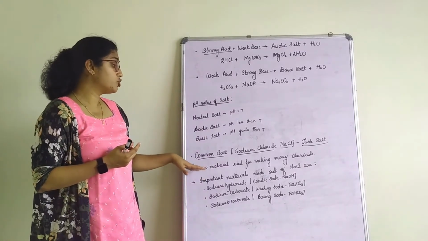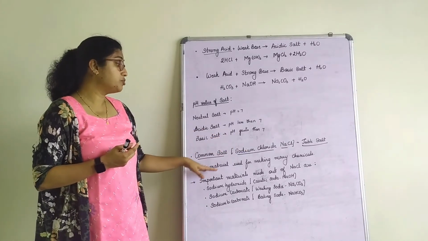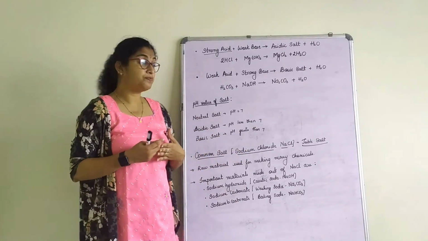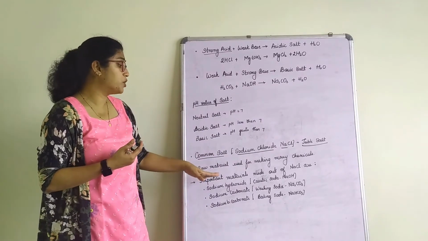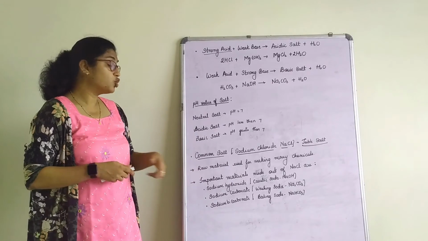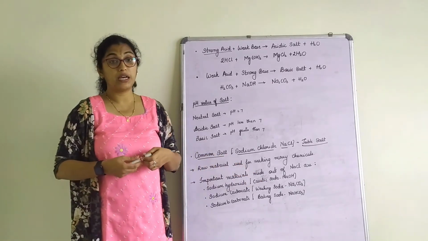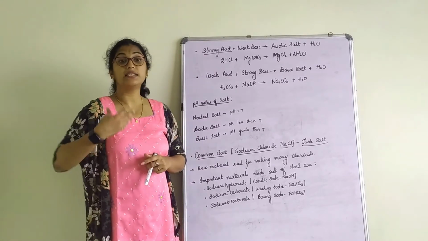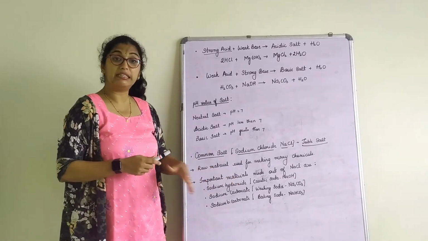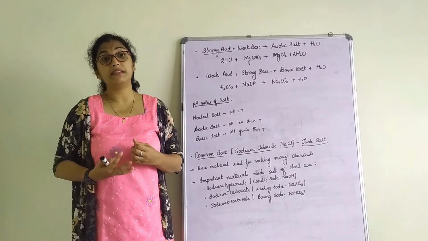Apart from that, common salt, sodium chloride, is used for making many chemicals. For example, important chemicals or materials which are made out of sodium chloride are sodium hydroxide, NaOH, which is called caustic soda. That means there are some materials which are not naturally available to us. We need to prepare them in the laboratory.